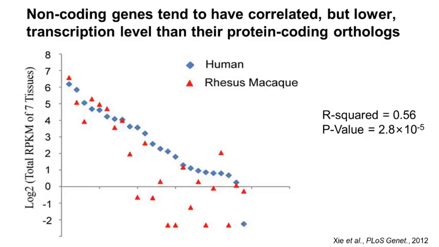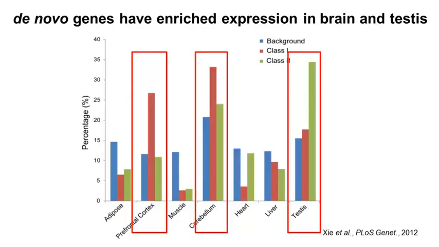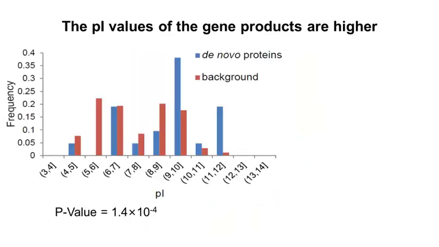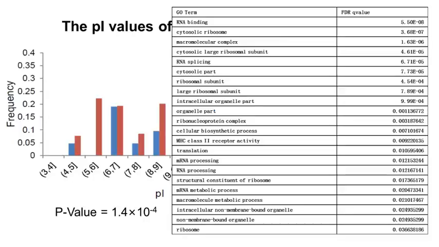So, which tissue do you think these de novo genes are most likely expressed in? It turned out that de novo genes have enriched expression in brain and testes. Similar to FLJ33706, the isoelectric point of de novo new proteins is significantly higher than that of the whole set of human proteins. You may remember that we have previously found that proteins with high isoelectric point tend to be involved in RNA functions.